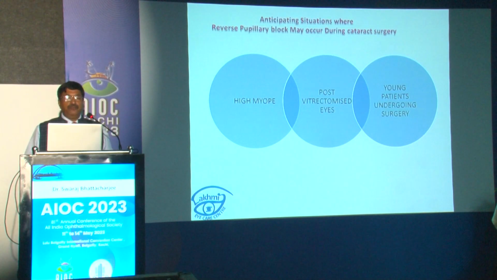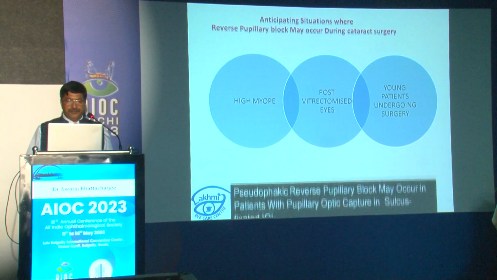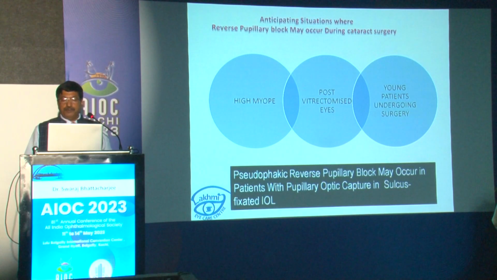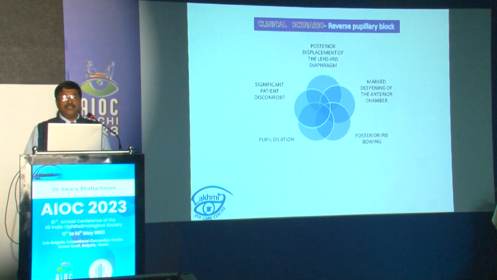Reverse pupillary block may occur during cataract surgery in high myopes, post-vitrectomized eyes, and young patients undergoing surgery. Pseudophakic reverse pupillary block may occur even with pupillary optic capture in a sulcus-fixated eye. The clinical scenario: first, there is posterior displacement of the lens-iris diaphragm, marked deepening of the anterior chamber, posterior iris bowing, pupil dilatation, and ultimately significant patient discomfort.